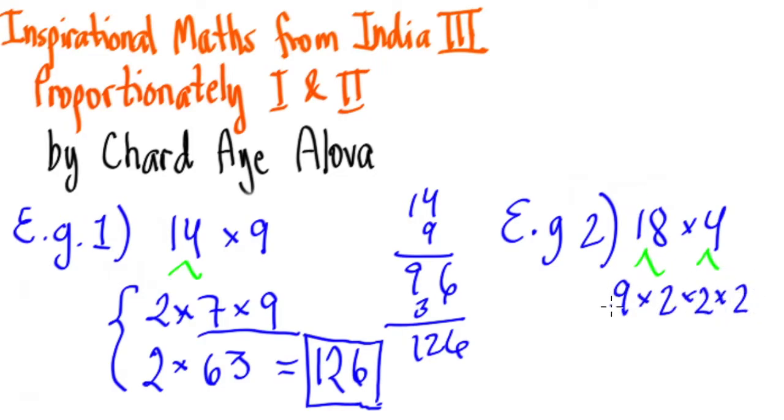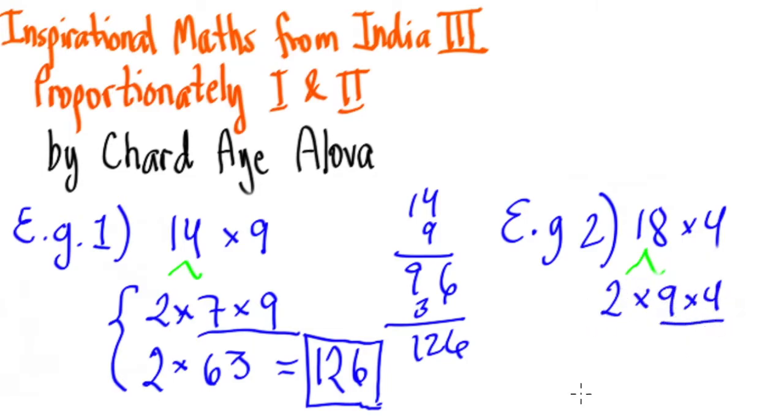So what we can do first is the 9. What we can do with the 9 is double it 3 times. Okay, double it 3 times. Or if you want, we can get the 4 here. If we don't halve the 4 or get the factors of 4, then we do it like this. So we have 2 times 9 times 4.